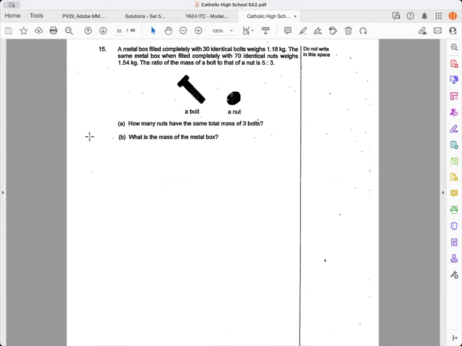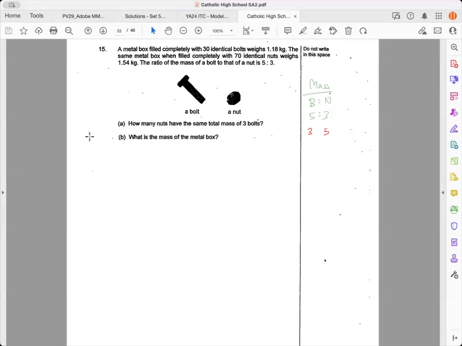So ratio, so let's record down the mass of a bolt to a nut is 5:3. This is your red pen. How many nuts have the same total mass as 3 bolts? So very simple. This is to make it the same, right? I need 3 bolts to be the same mass as 5 nuts, because 5 times 3 is 15. 3 times 5 is 15.